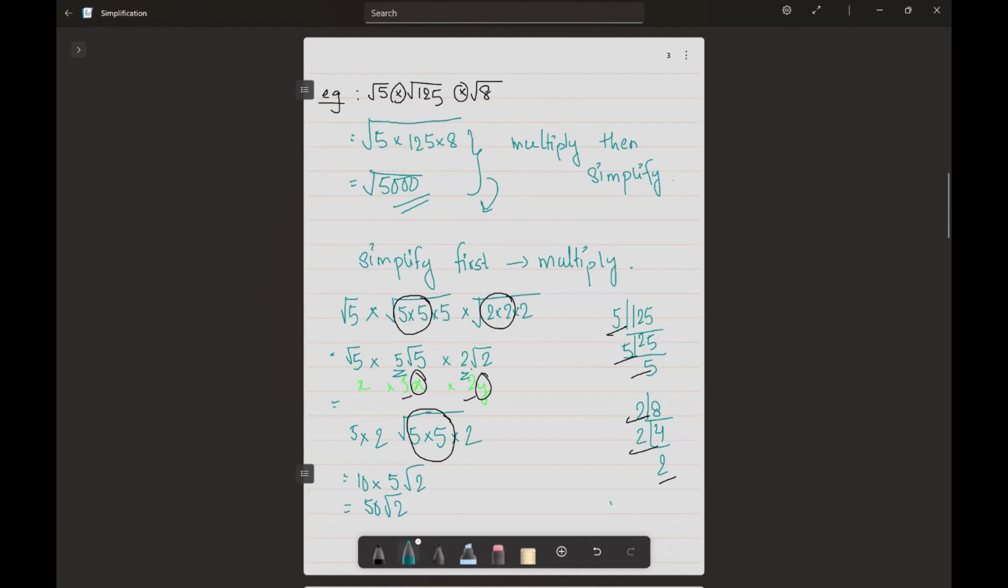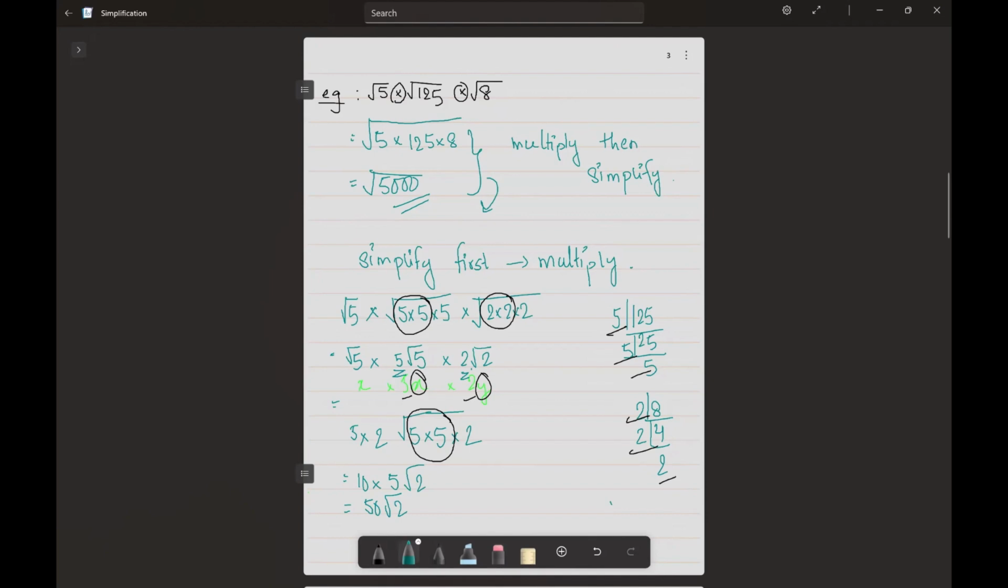So a quick recap of whatever we did here. The numbers are different. All the roots are different, but we know that in case of multiplication and division, we do not need to concern ourselves with whether the roots are the same or different, because for multiplication and division, we can multiply and divide the same or different kinds of roots both.